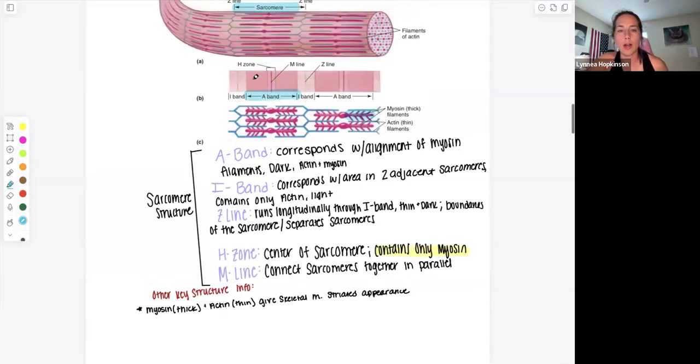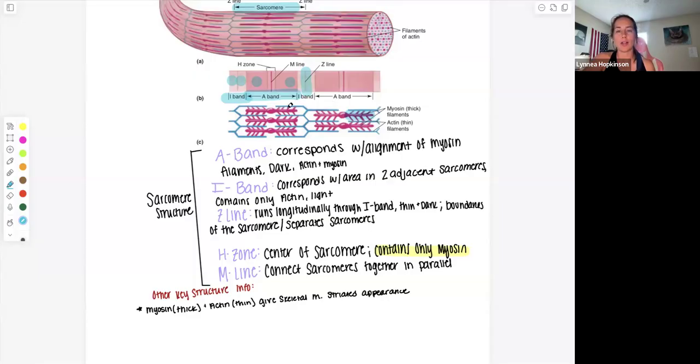Okay, and our A band is going to be a little bit darker in color because it contains both actin and myosin. Then we're going to look at our I band, which corresponds with the area in two adjacent sarcomeres. It's going to contain only actin, which gives it that lighter color. All right, then we're going to look at our Z line, which runs longitudinally through the I band, and it's thin and dark, and it essentially is the boundary of the sarcomere, and it separates sarcomeres.